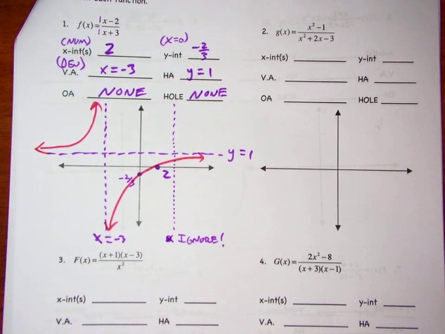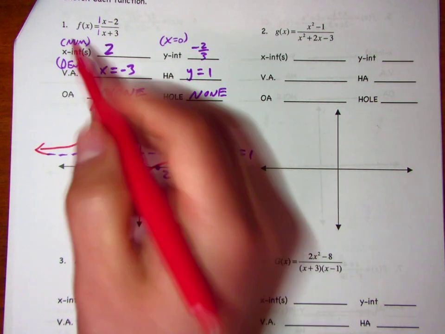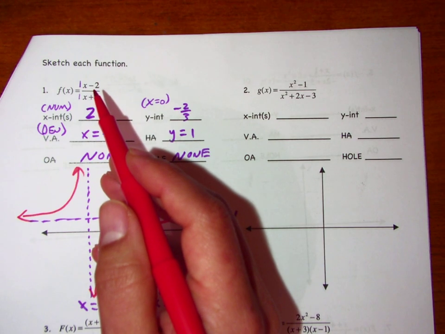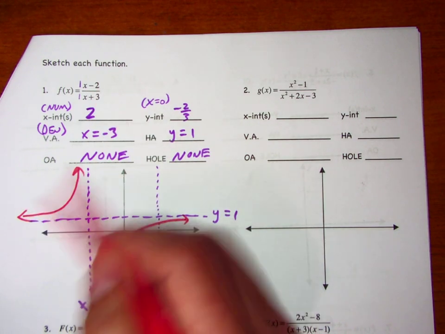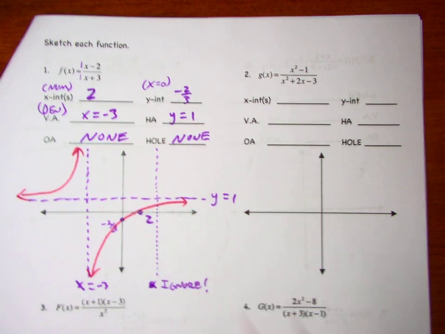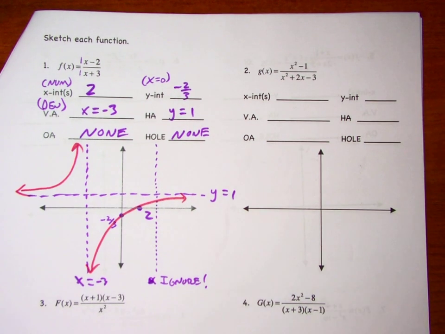All right, so that's an example of where there is a horizontal asymptote and different sides. Let's go ahead and do number. I'll come back to number 2. Let's do one.